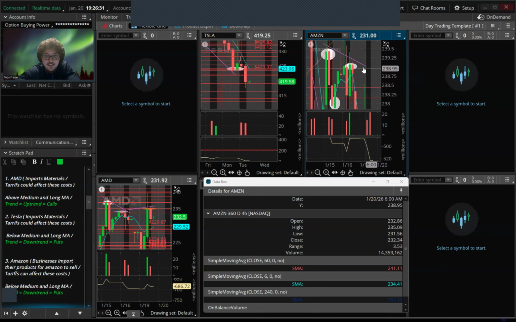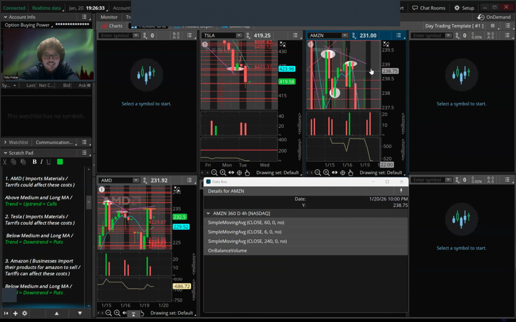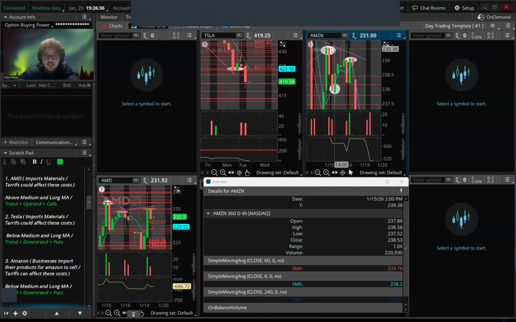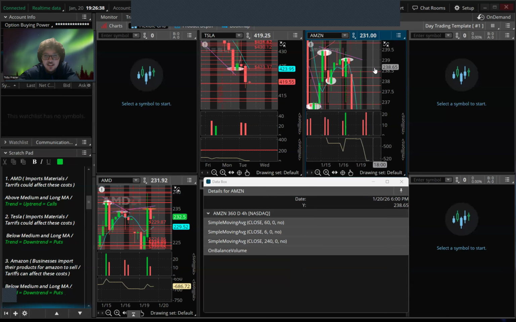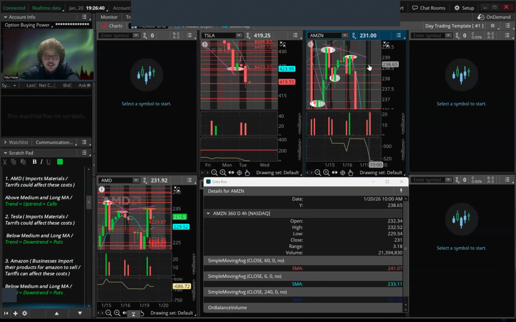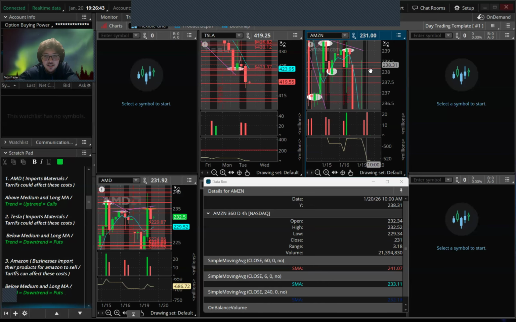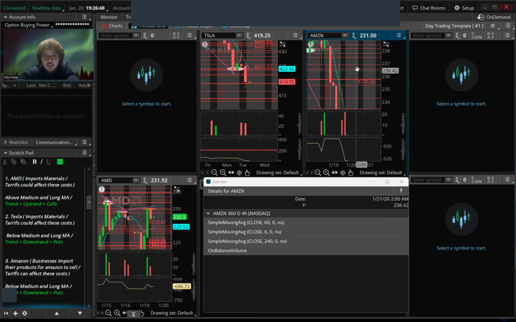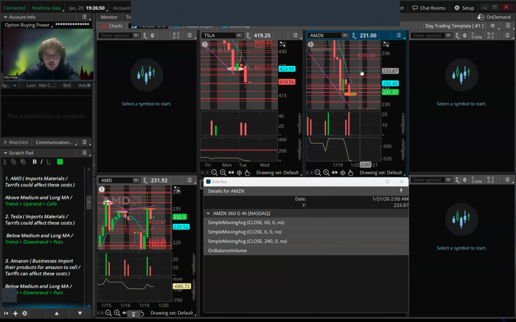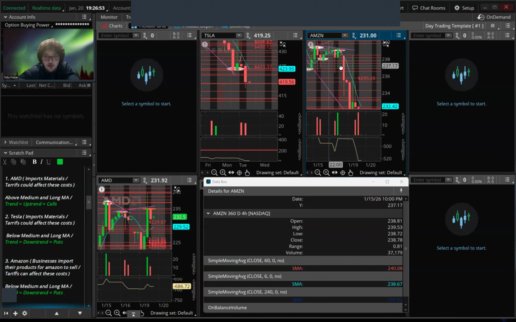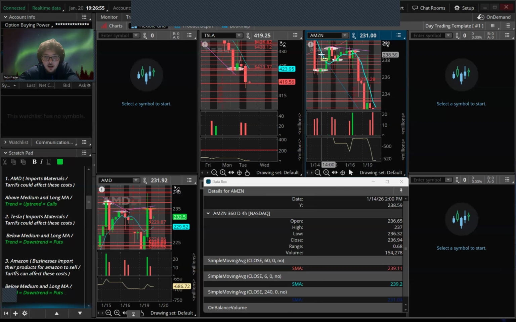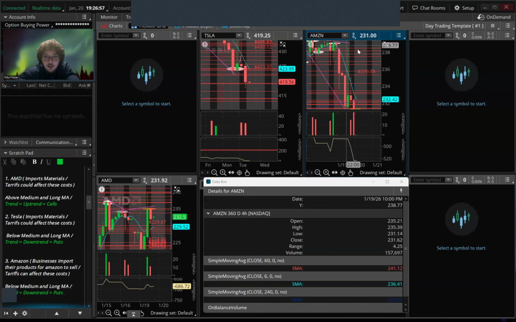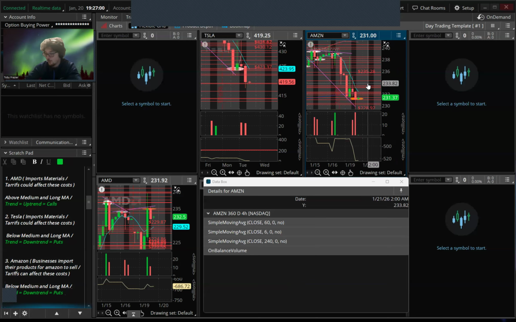Right, so a lower high, lower high. And then we may have a lower low tomorrow. We just have to see the formation.